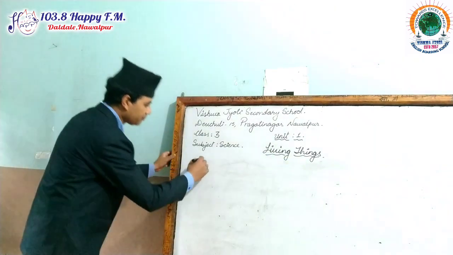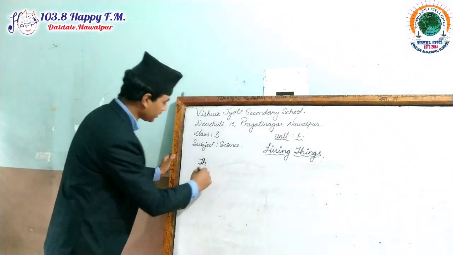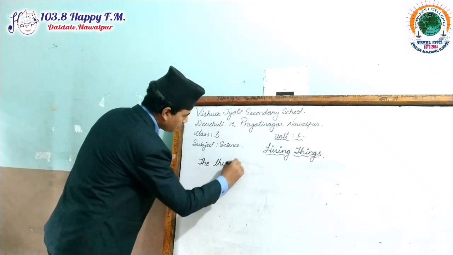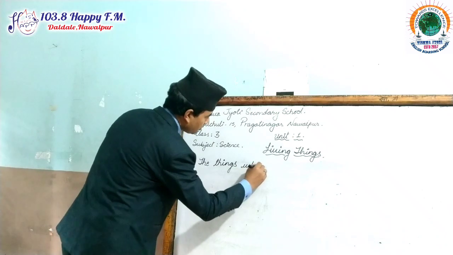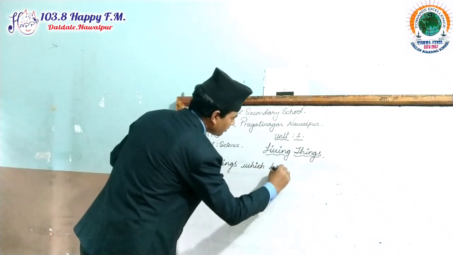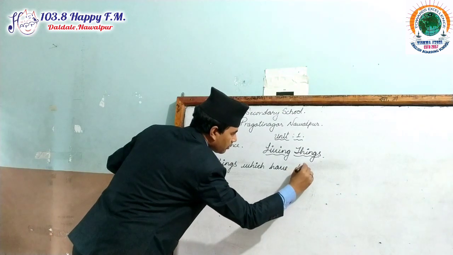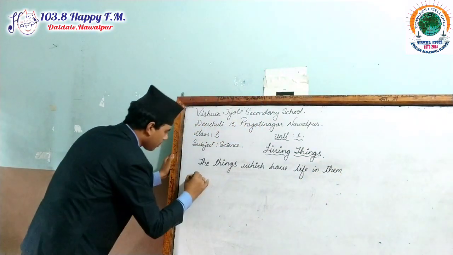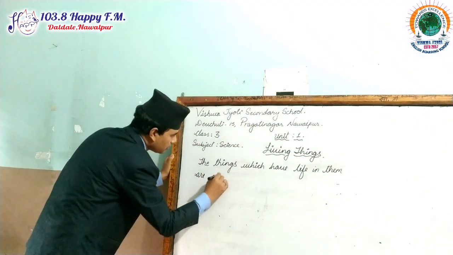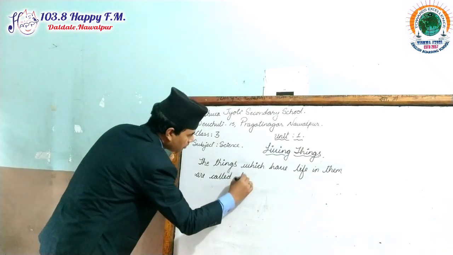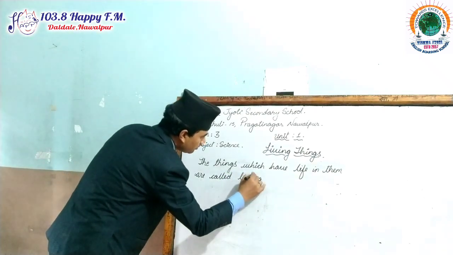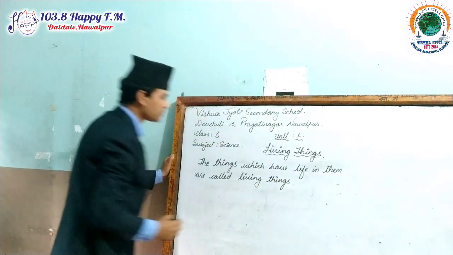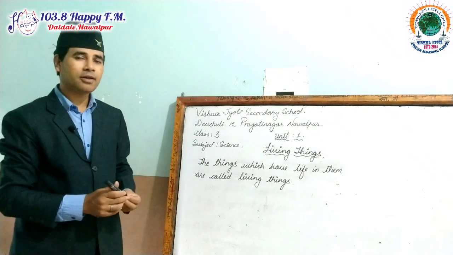So I'm going to write down the definition regarding living things. Things which have life in them are called living things. Now students, this is the definition of living things.